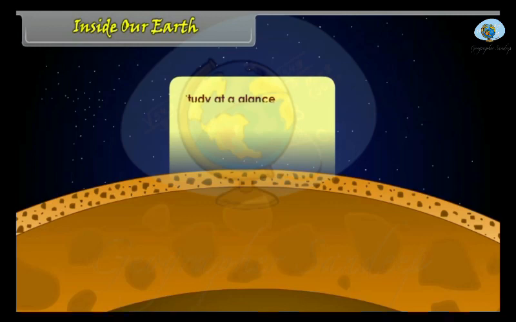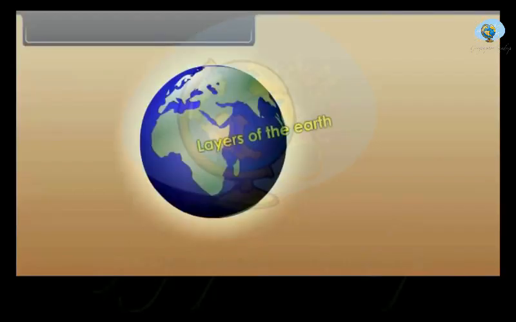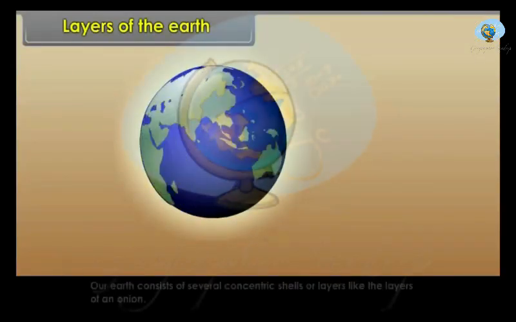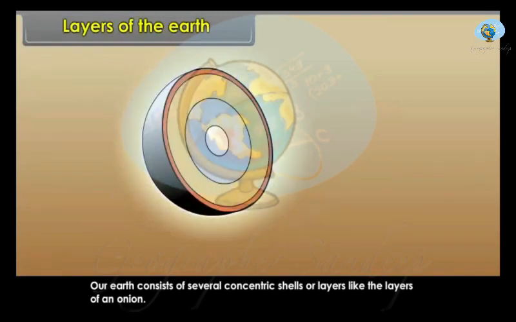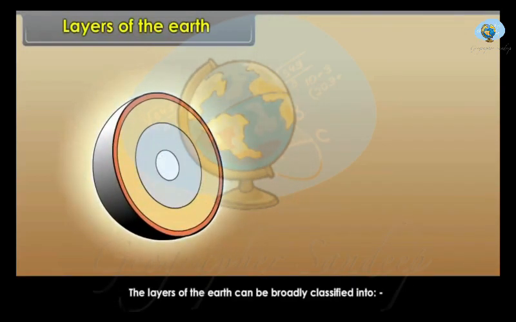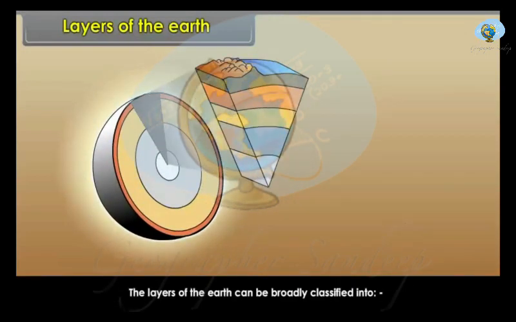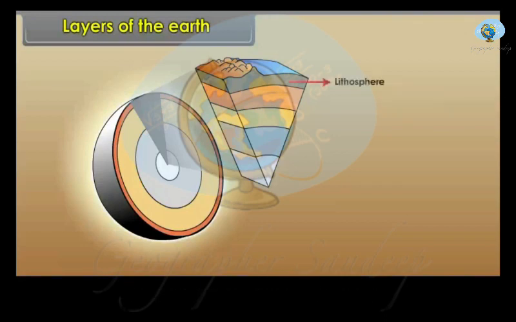Study at a glance: layers of the Earth, rocks and minerals, rock cycle. Layers of the Earth. Our Earth consists of several concentric shells or layers like the layers of an onion. The layers of the Earth can be broadly classified into lithosphere, mantle and core.